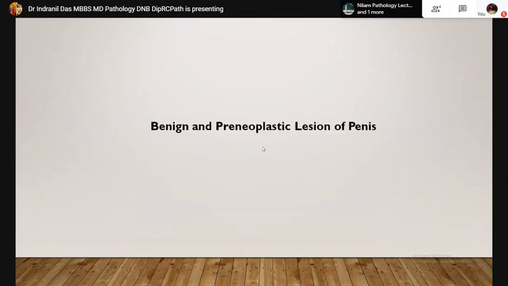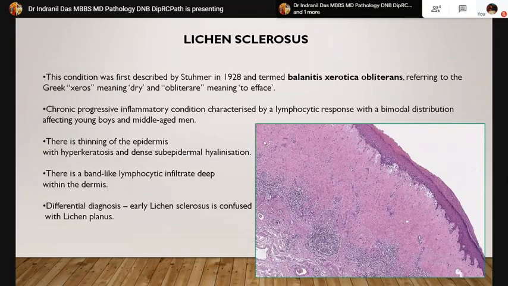Now, first, the benign and preneoplastic lesions of the penis. The most common and important is lichen sclerosus. This condition was first described by Stümpke in 1928, and it was termed balanitis xerotica obliterans, referring to the Greek word xeros, meaning dry, and obliterate, meaning to efface.